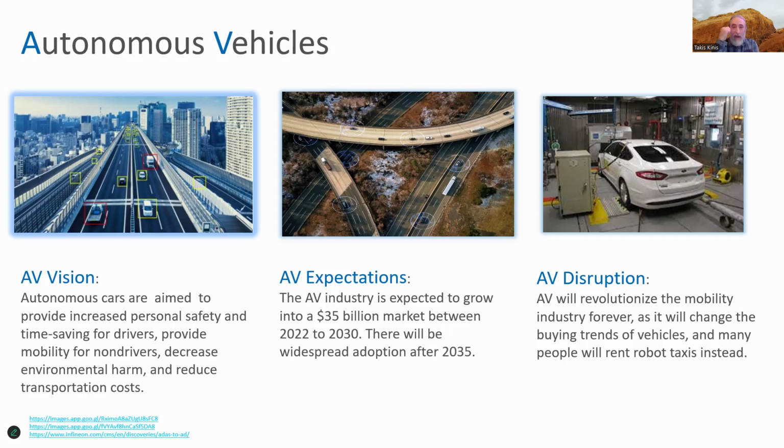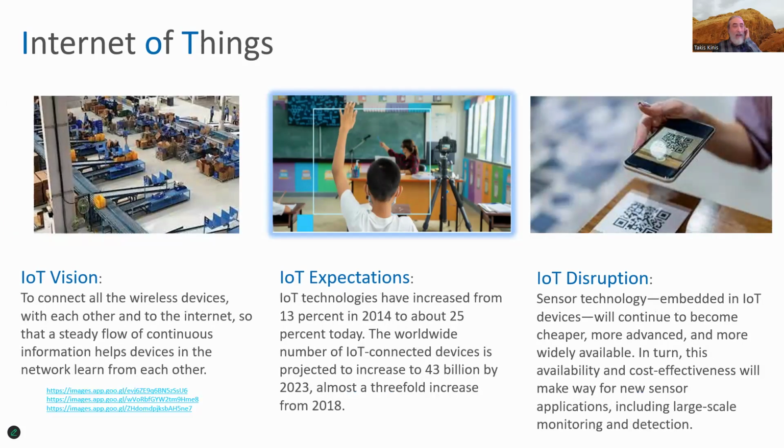So the autonomous vehicle industry is expected to grow to a $35 billion market between 2022 and 2030. Whoa, right? That's right around, that's 5 years away, right? And then by 2035, they're anticipating widespread adoption, right? So no wonder my kids didn't learn how to drive. No, they learned how to drive, they just don't want to. It blows my mind, right? So this will be one of those disruptive technologies, big time.